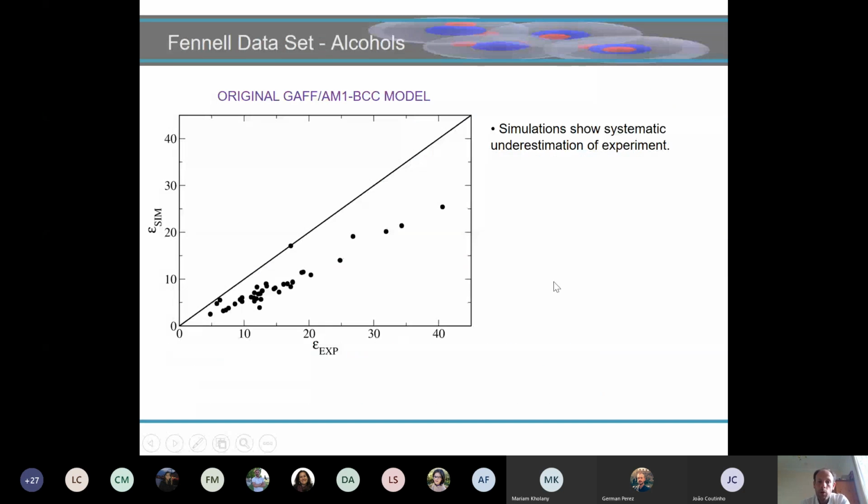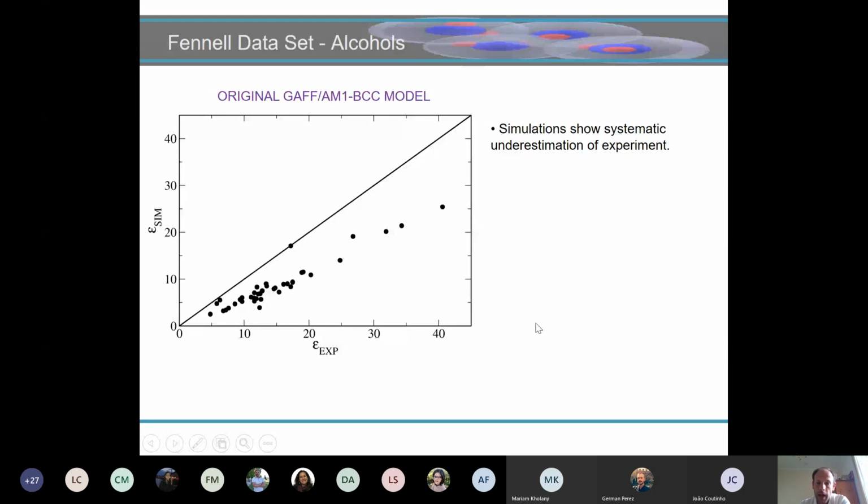Okay, so let me show you what happens when we do this. This is that data set in yellow that I showed you before, in that cloud of predictions. Now it clearly shows that there's a systematic underestimation. These are all molecules containing OH groups. We fitted K to one of these molecules only, methanol, which is probably somewhere here in this bunch.